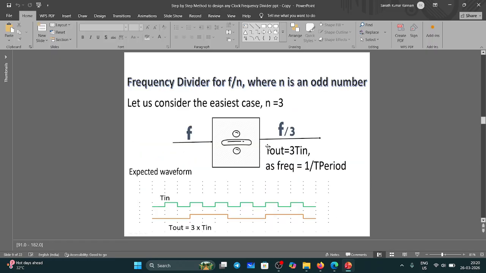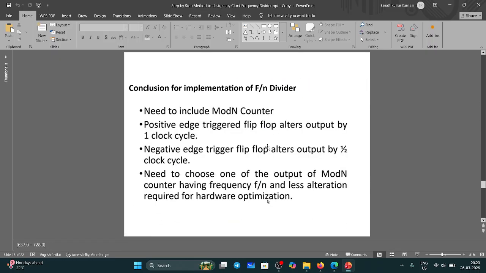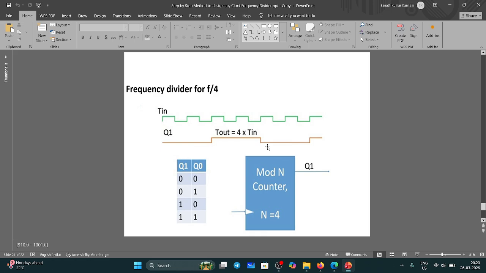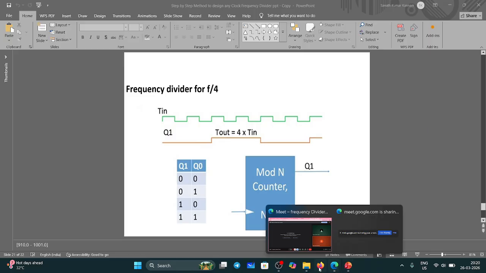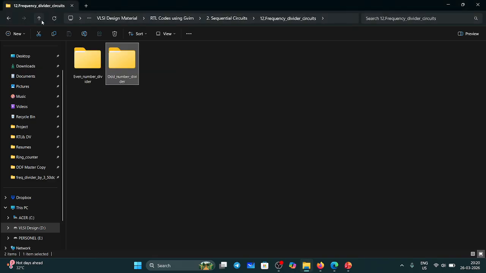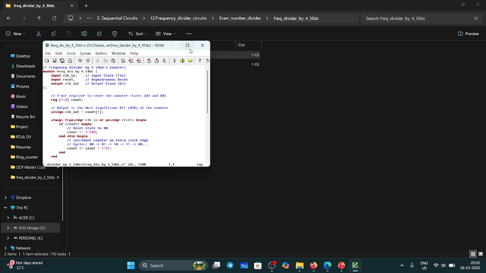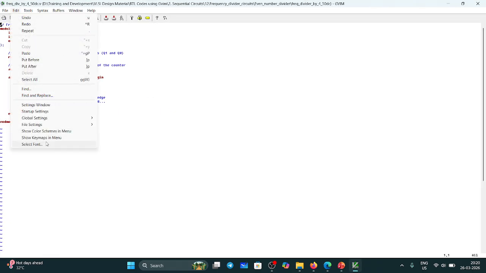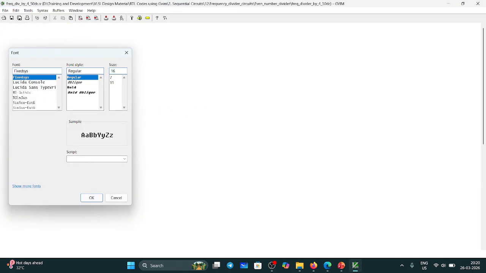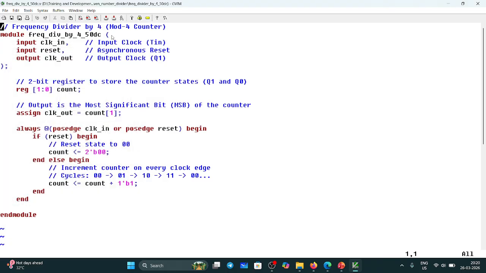Okay. And if you see the F by 4 circuit, is any extra circuit required? Yeah, off for 2 cycles and on for 2 cycles. So you are achieving 50% duty cycle. Okay. So 50% duty cycle. The F by 4 circuit, frequency divided by 4 circuit, I wrote. So this is the frequency divided by 4 circuit.